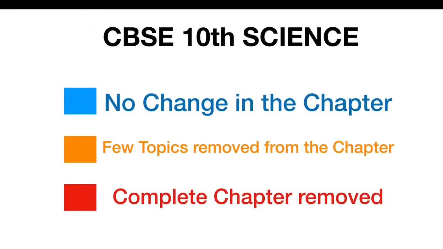We have used three different colors in our presentation. The blue color will show you that there is no change in that chapter. We have used the yellow, or you can say the orange color, for those chapters from which a few topics have been removed. And there are red color chapters which are completely removed from the 2020 and 21 session.